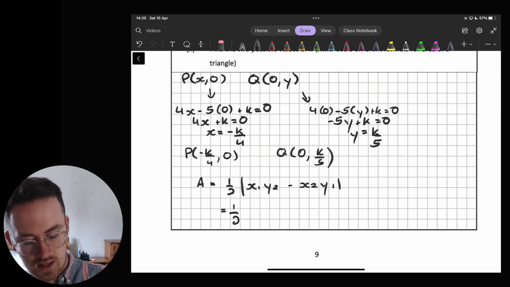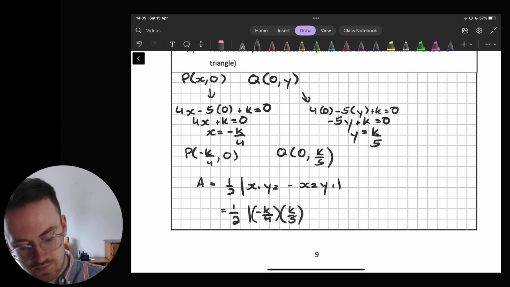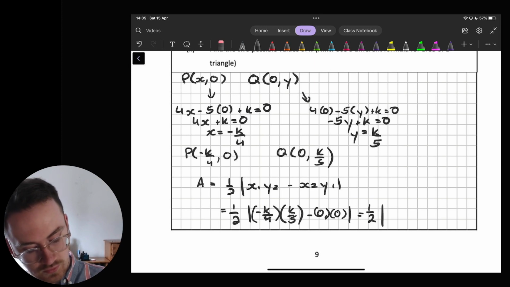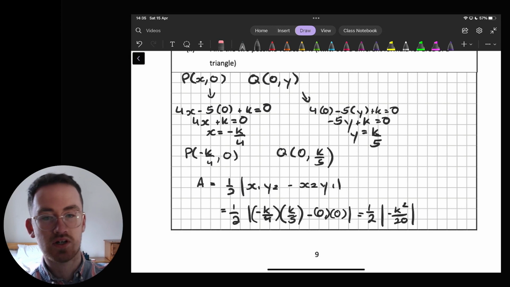Let's continue with this. So minus x, minus k over 4, by y2, which is k over 5, minus 0 by 0. So we get minus k squared over 20.